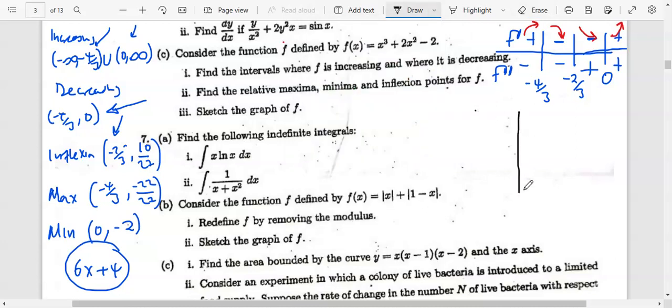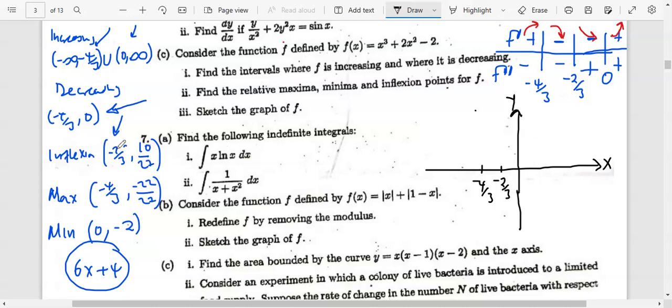So I'm going to put a graph. The x values we have is negative 4 over 3. Let me just say negative 4 over 3 is here. And then we also have 0. Those are the x values. We also have negative 2 over 3. So let's say negative 2 over 3. Where can it be? Let's say it's here.